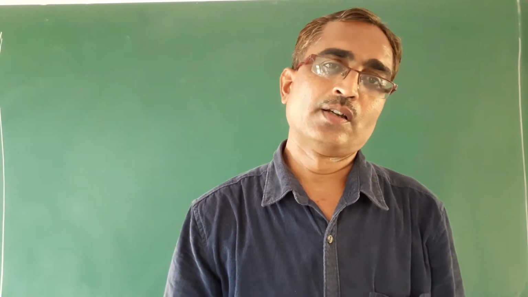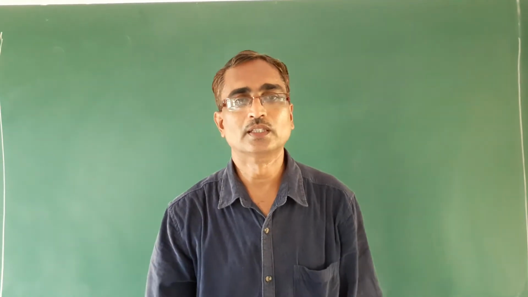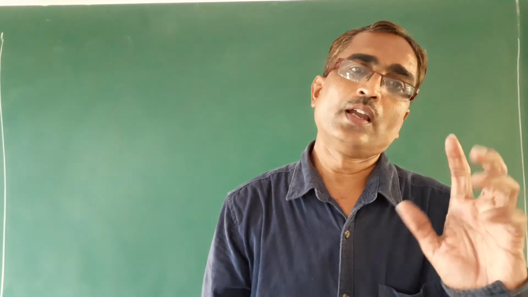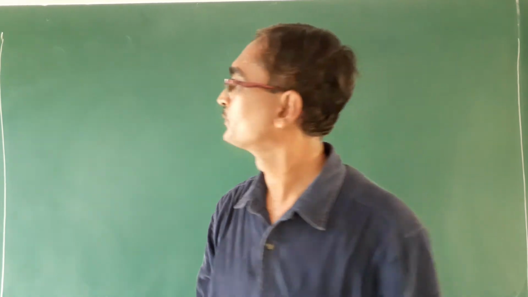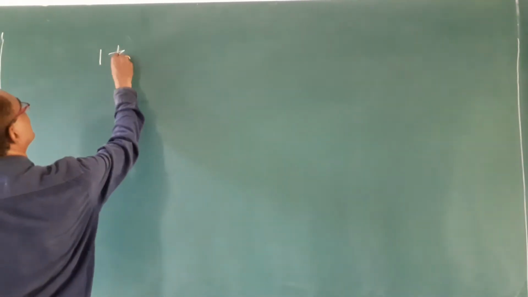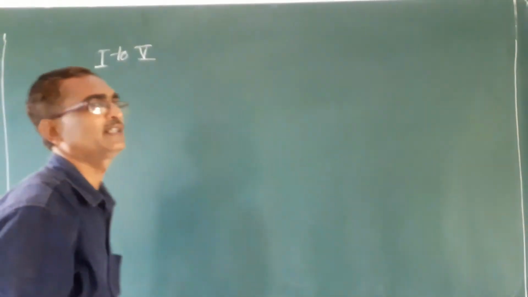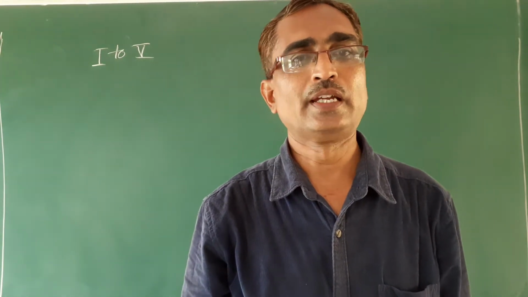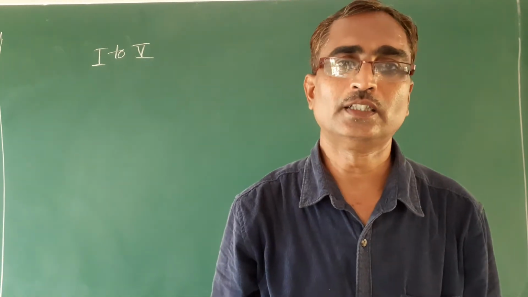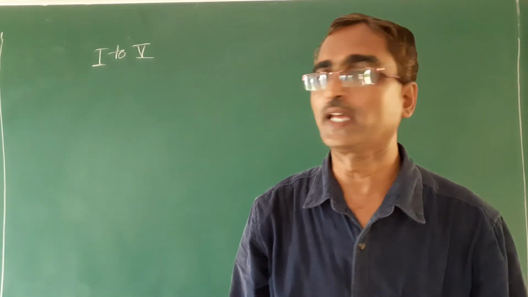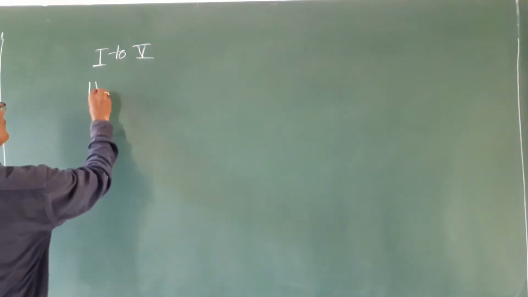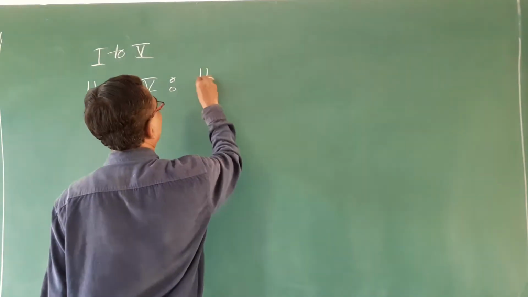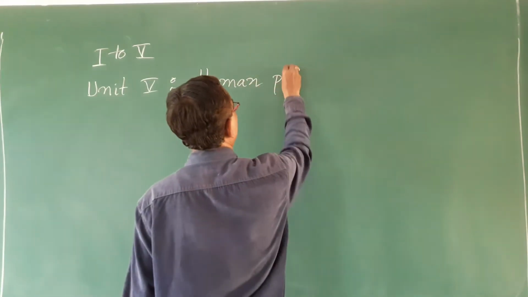In the previous class, we were discussing the syllabus which is prescribed for first PU. In total we have 5 units, that is 1 to 5 units, and 1 to 4 units we have already discussed in the previous class. The fifth unit we will get familiar with today. Unit 5 is human physiology.